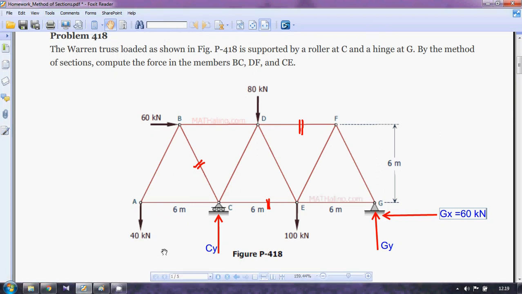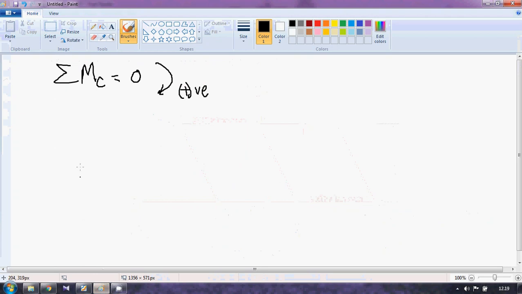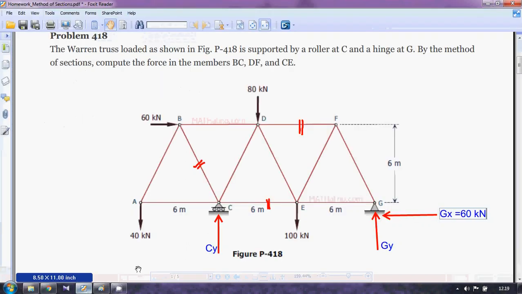So 40 into distance is 6, so minus 40 into 6. In our last class, I explained that whenever you are taking the distance, always take a line parallel to the force. So this force is in this direction, so I will take a line in this direction. The distance will be the distance between these two lines. So it is 6 meter.